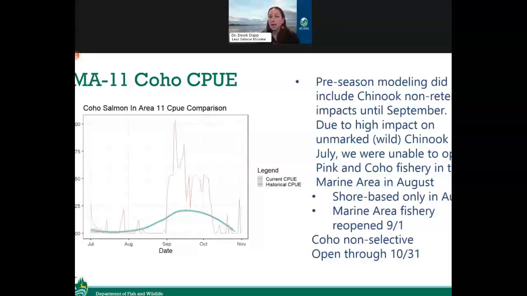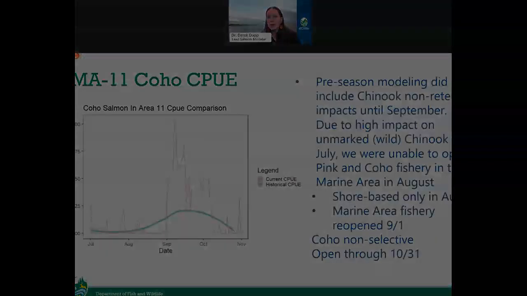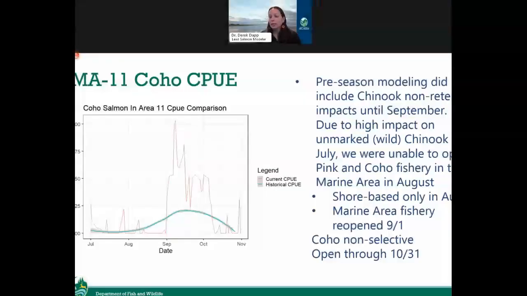Due to that high impact on wild Chinook, those unmarked Chinook that I showed in the last slide, we were unable to have this fishery open in the marine areas during that planned pink and coho fishery time period in August. For that reason, we decided to go to a shore-based only fishery, knowing that there are very few Chinook impacts when we have a shore-based only fishery.